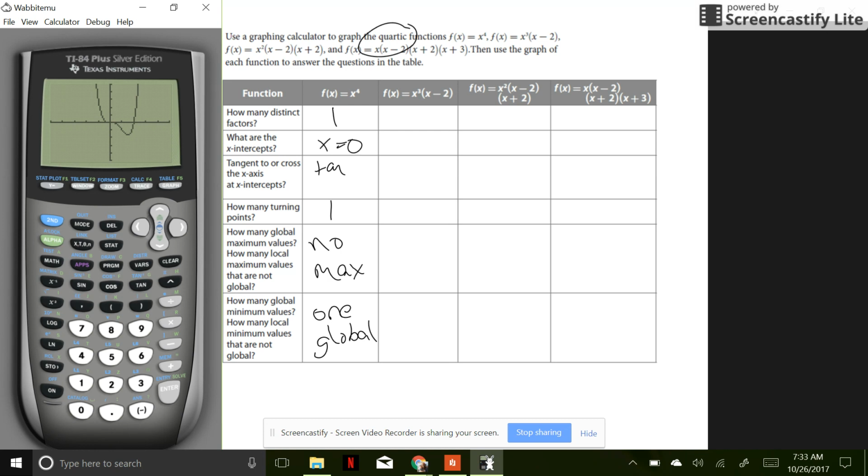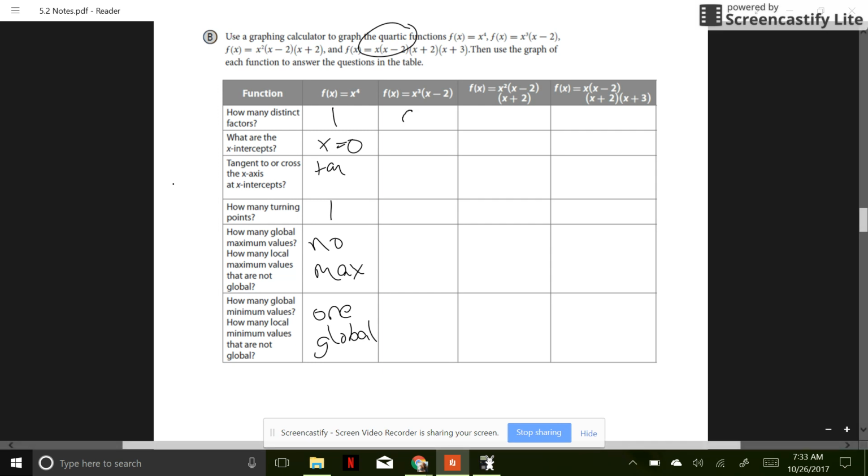Are we tangent to or crossing the axis at the intercepts? Well, it looks like we're crossing at both. How many turning points do we have? So we start decreasing, continue decreasing, and then switch. So we should just have 1 turning point. So let's continue from here. We've got two distinct factors at x equals 0 and x equals 2. It crosses at both. And it has 1 turning point.